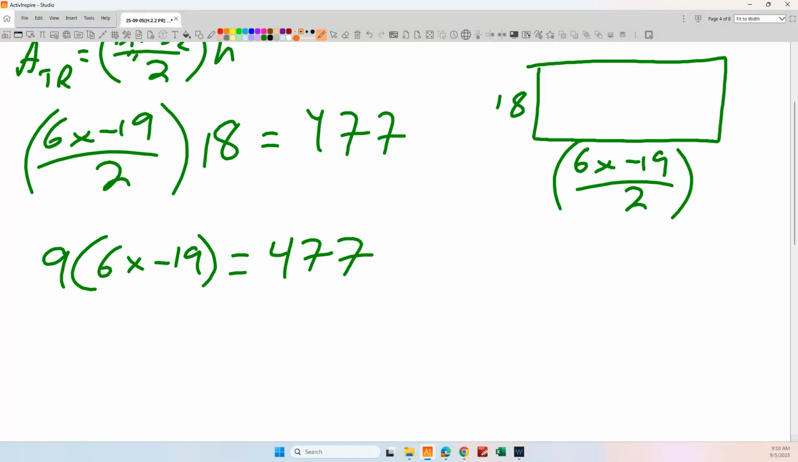Okay, so let's use inverse operations to isolate x. What should I do first? Okay, I could, but that's not what inverse operations tells me to do. Yeah, divide. How come? Let's look at PEMDAS.